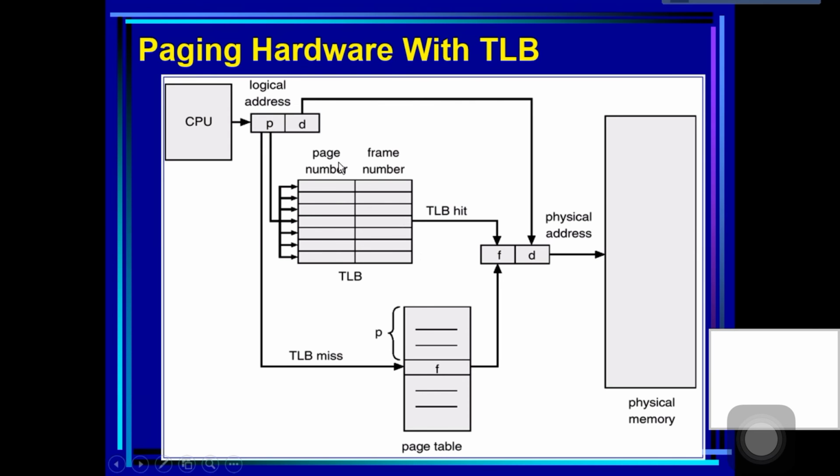this logical page number is in the TLB, and we say TLB hit. Then we can find the corresponding frame number, and we will replace the logical page number with the physical frame number, and we get a one-dimensional physical address to access physical memory. Okay, so we see if TLB hit, there is only one main memory access.